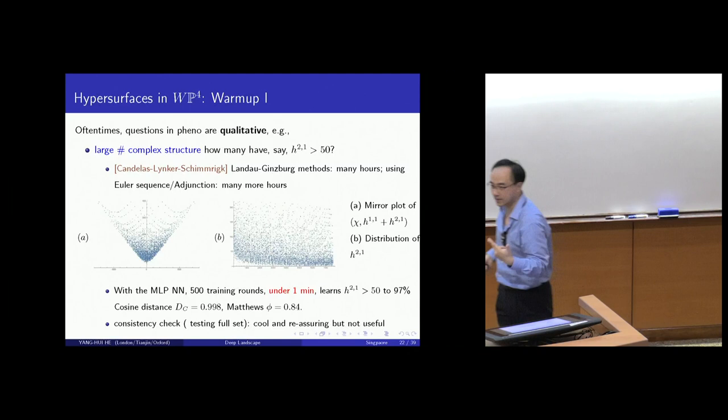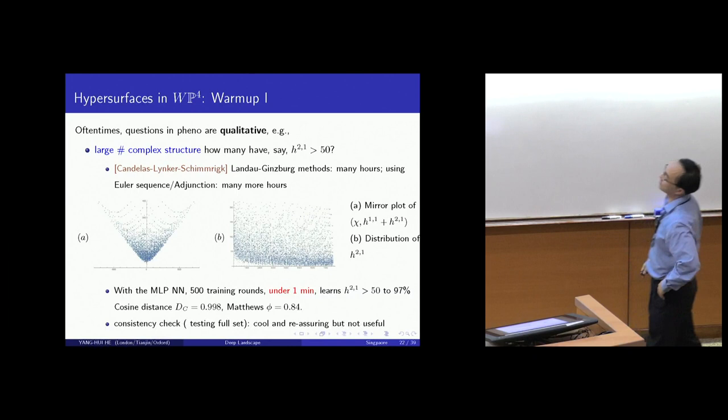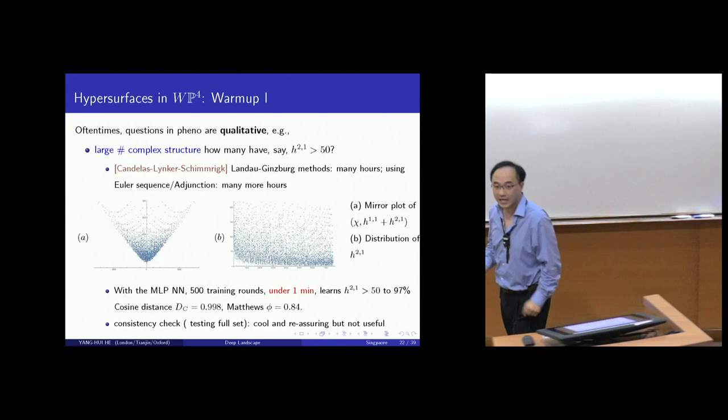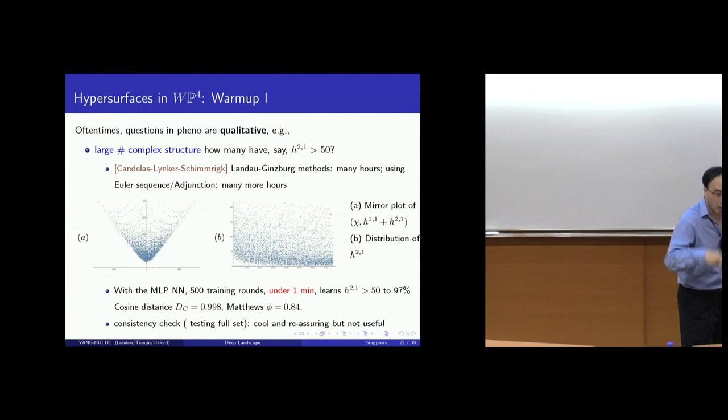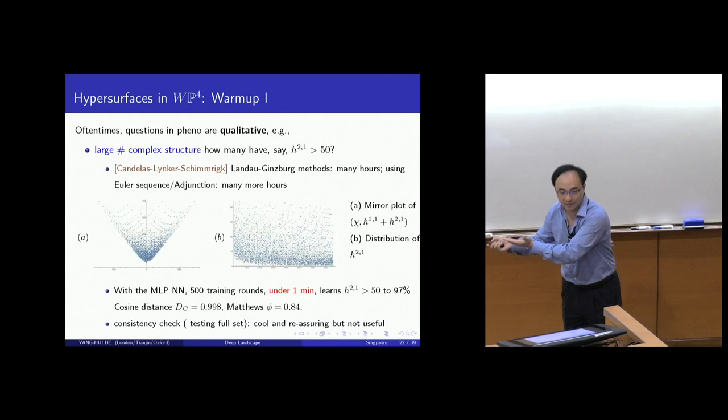So you feed it in, so I try it. You take a multi-layer perceptron neural network. In under 1 minute, it was able to decide up to 97% accuracy. That's pretty good, right? If I actually have to compute this, the H21, it would take days, even on today's best computer. Why? Because Gröbner basis is expensive. But the fact, this was done, so I can actually validate my answer. And I know that that's where this accuracy comes from.